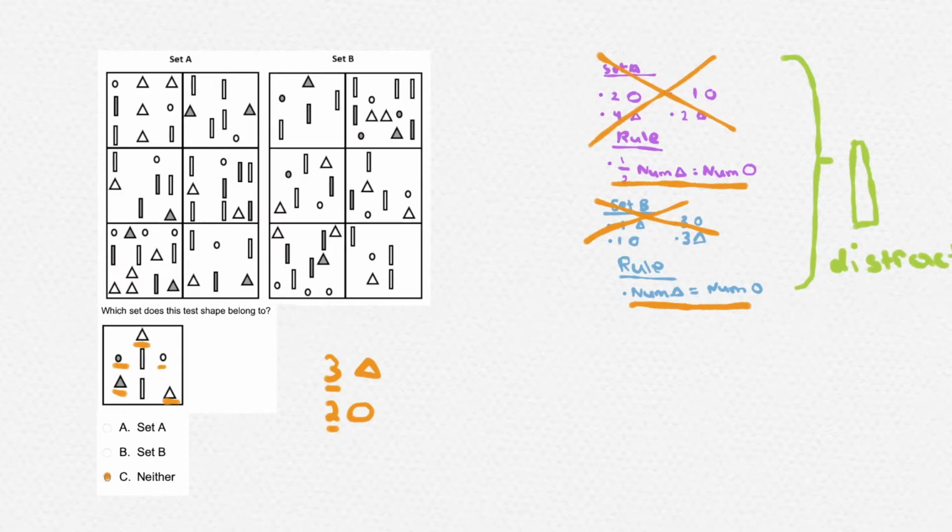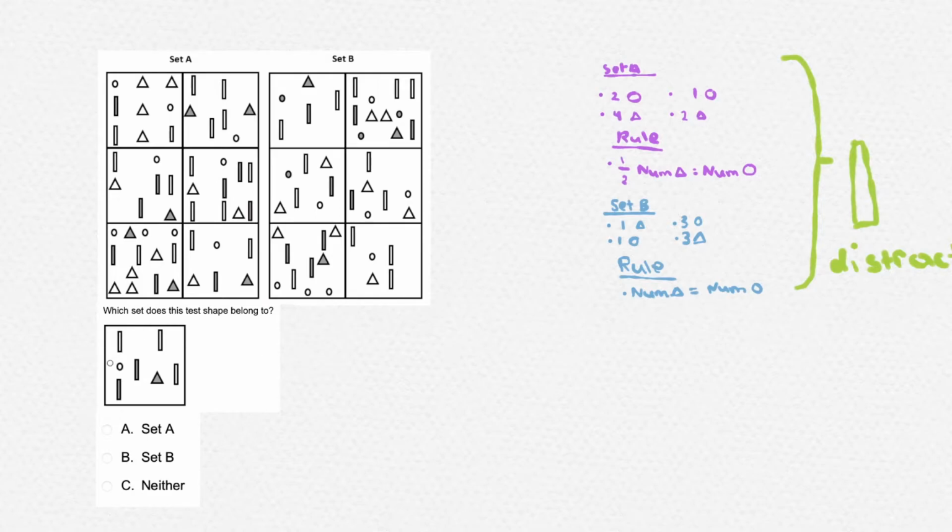That means it cannot be set A either, leaving neither as our final answer. In the next question, we can count 1 circle and 1 triangle. Looking at the rules, decide which set this must belong to. As you can see in set A, we do not have half the amount of triangles as circles, and in set B, they must be equal. Since we have 1 circle and 1 triangle, the answer will be set B.